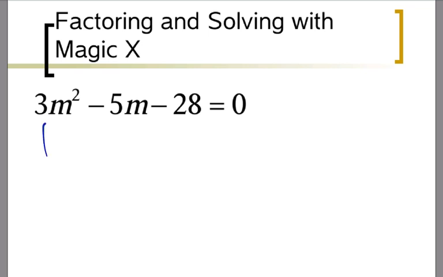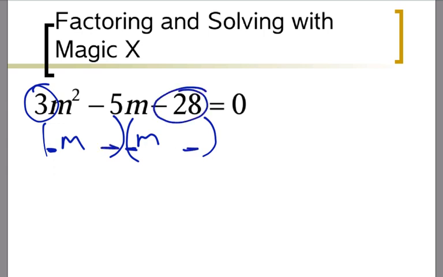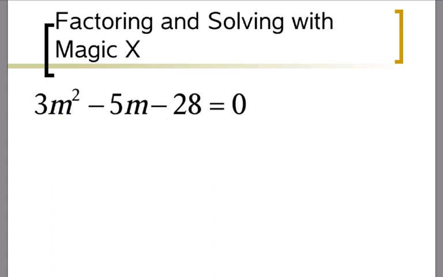The guess and check method would have been that you would have put parentheses here, probably put an m here and an m here, and try to figure out what numbers you would put here that multiply to be 3, and then what numbers that you put here that multiply to be 28 that work out to add to be 5. So it is a lengthy process, but again, I have an easier method. It starts off with an X.